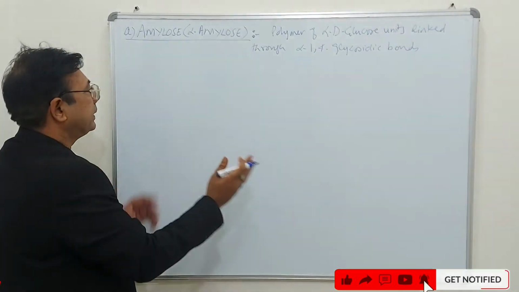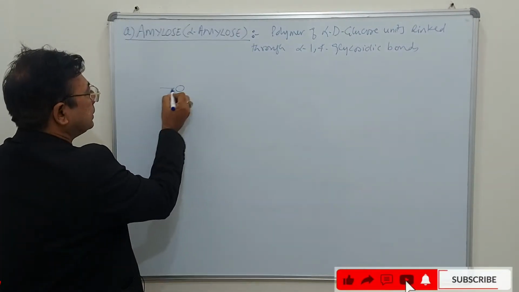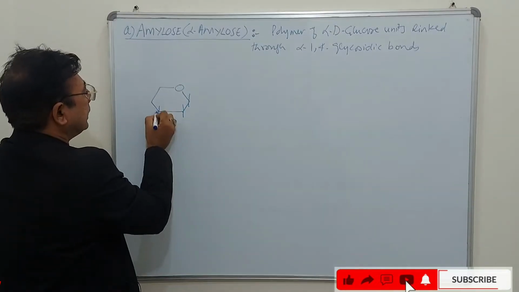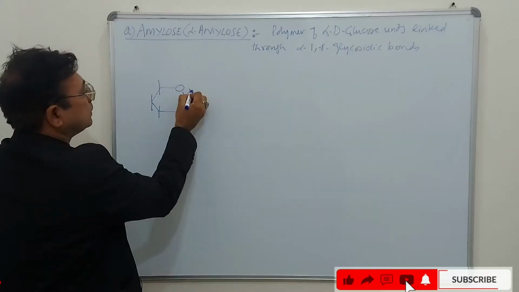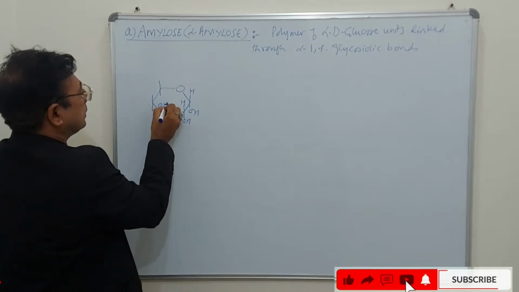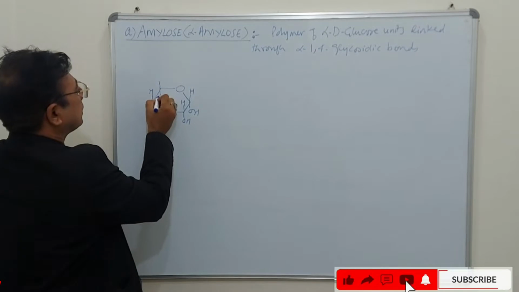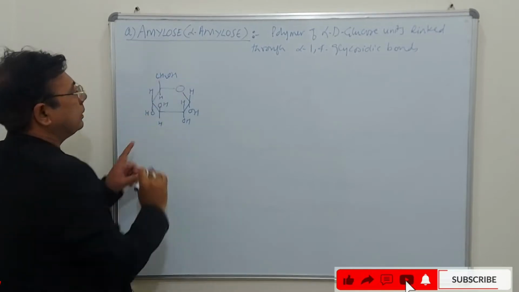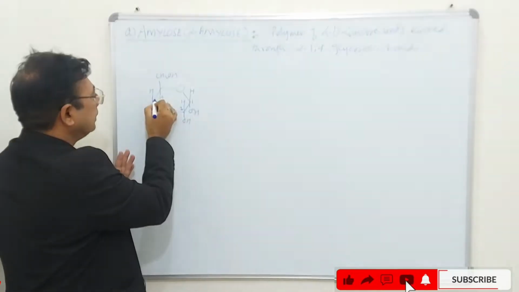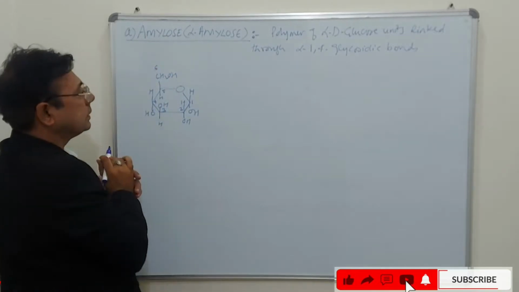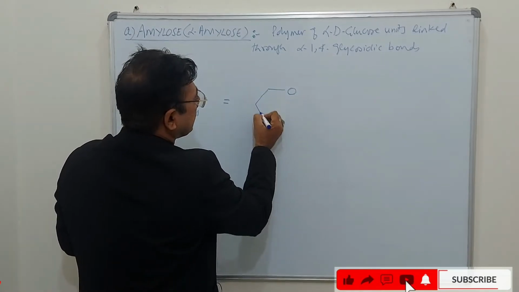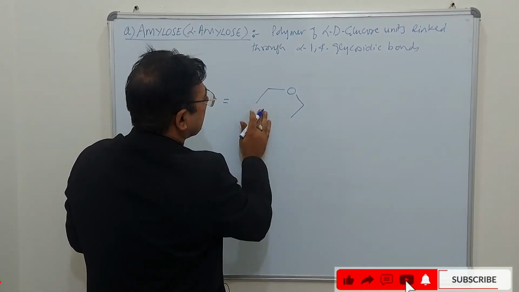Just see and pay attention to how I am going to draw it. For example, this is one alpha D glucose. As you know that alpha D glucose, we used to draw like this. This is alpha D glucose, and the numbering also I have told you, 1, 2, 3, 4, 5 and 6, and I also explained that it can be drawn like this.